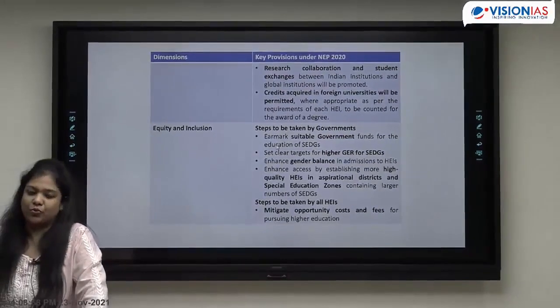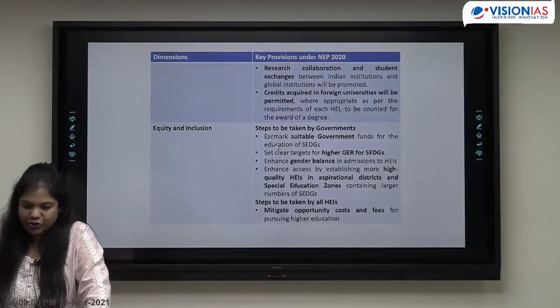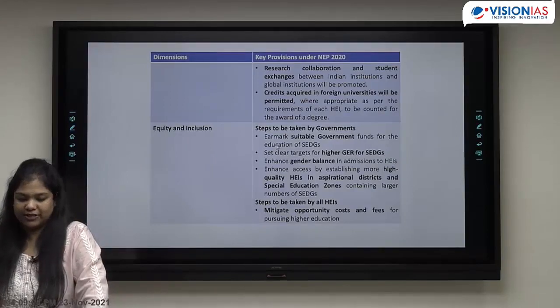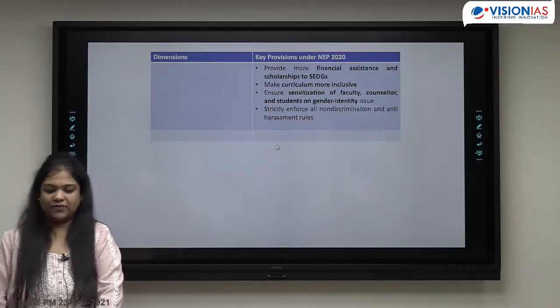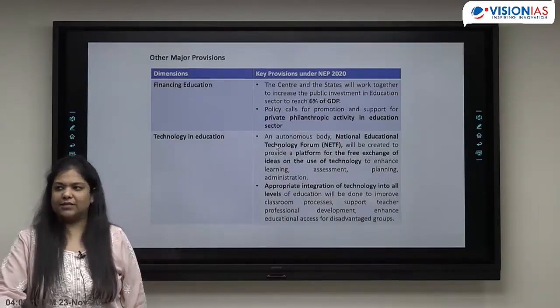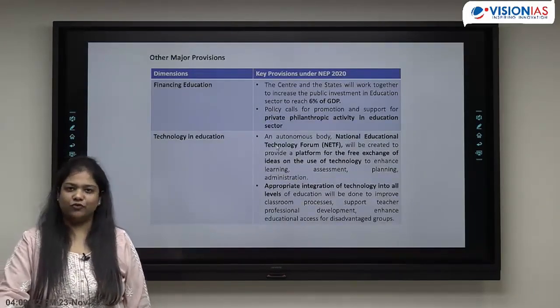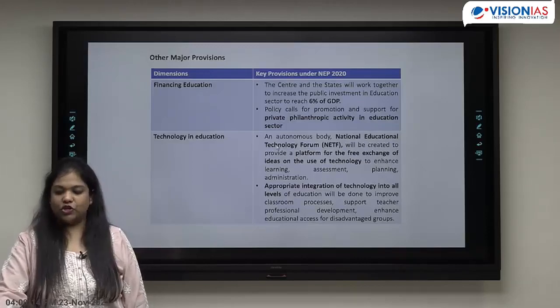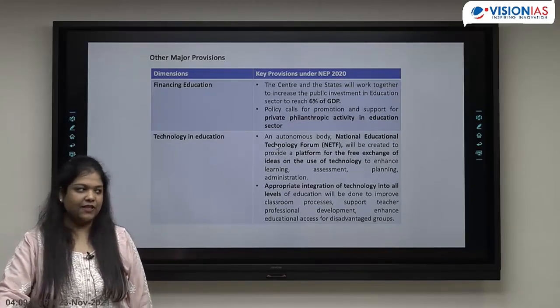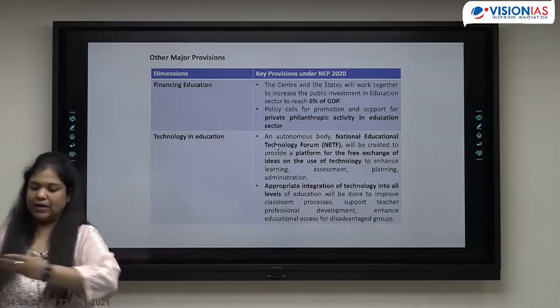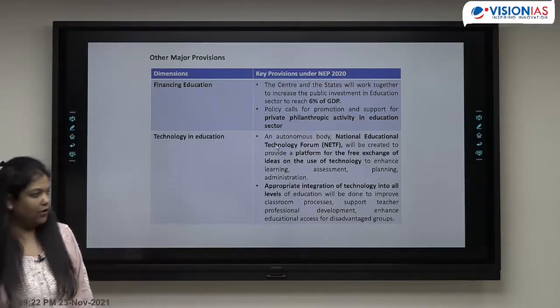Again, with respect to equity and inclusion, you have provisions for gender balance, you have provisions for students from socio-economically disadvantaged sections. ठीक है. Is this very clear? Then with respect to financing education, our target is 6% of GDP. Currently it is 3%. So we are calling for private philanthropic activities in the education sector. यही हम बात करेंगे, private sector in the education.